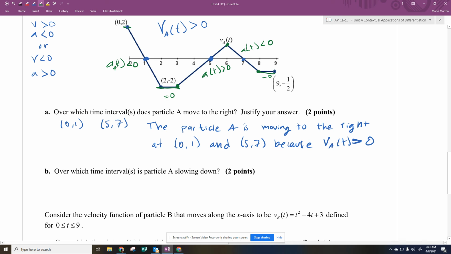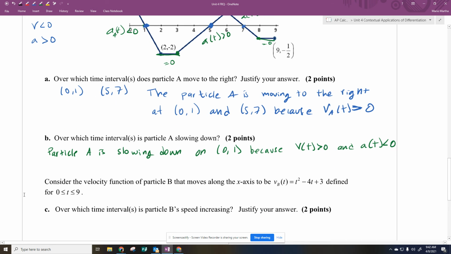Pretty much it says over which time interval is it slowing down. So here it's negative between 0 and 1. We can say particle A is slowing down on (0, 1) because v of t is greater than 0 and a of t is less than 0.